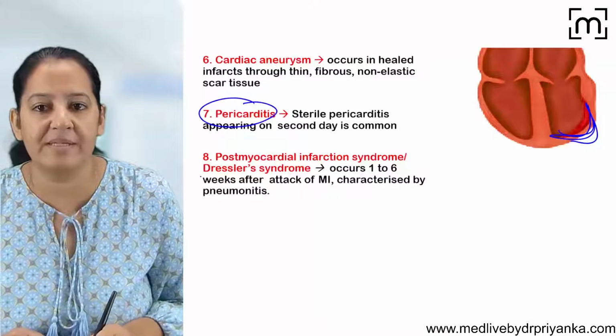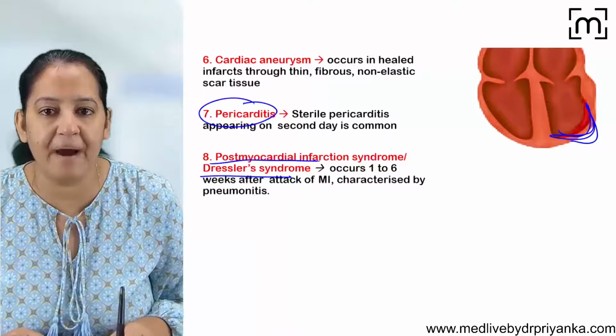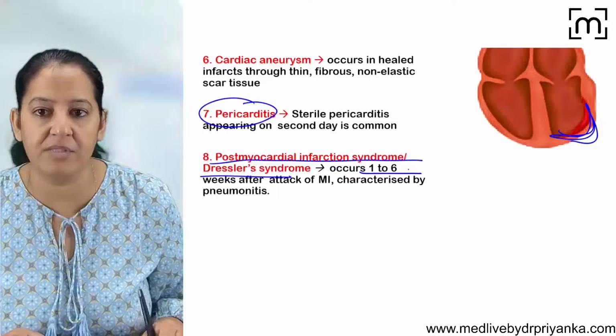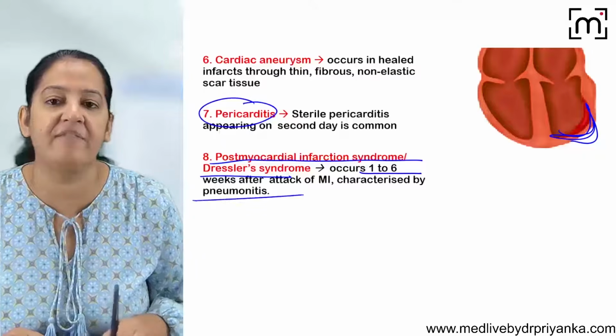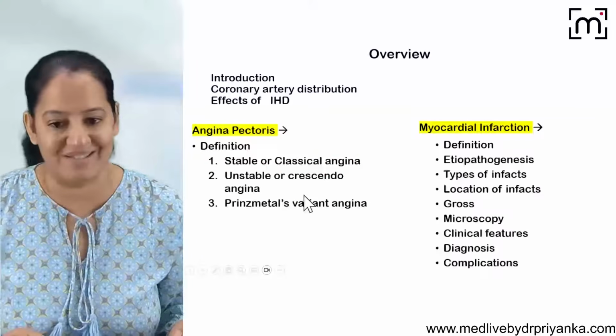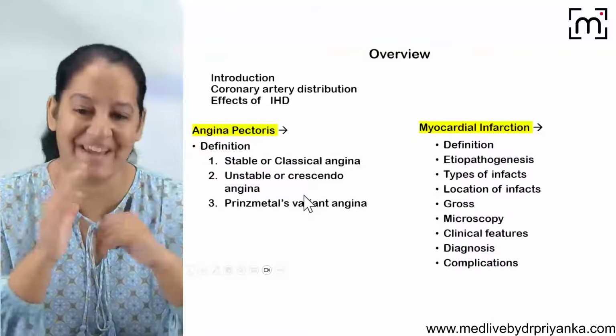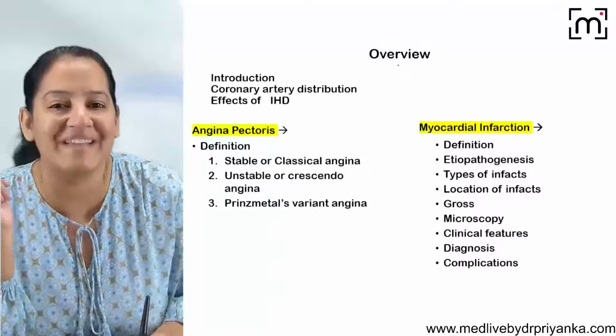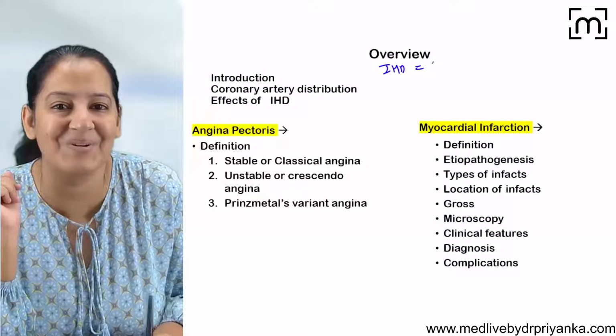And there is a syndrome known as Dressler syndrome. It is a post-MI infarction syndrome. It occurs 1 to 6 weeks after an MI, and the person has pneumonitis in this. So that is known as Dressler syndrome. So we are done with the topic MI. Basically, we are done with the topic ischemic heart disease, also known as coronary artery disease.